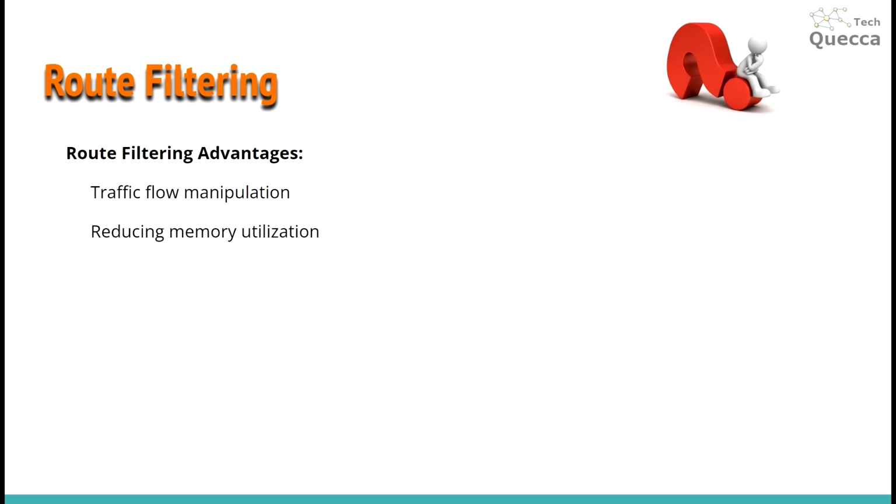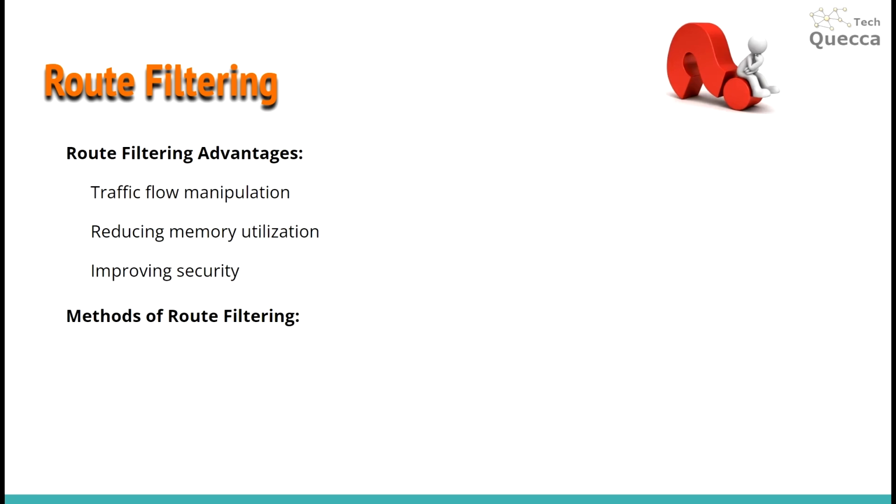Reducing memory utilization. With route filtering, you reduce the LSDB or the routing information base, and it helps to reduce memory utilization. And the last one is improving security. If you don't want propagation or advertisement of some routes into some areas, you can block it with route filtering.